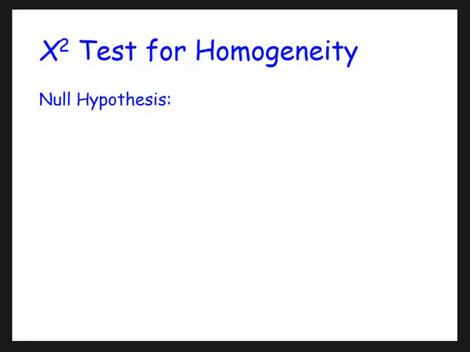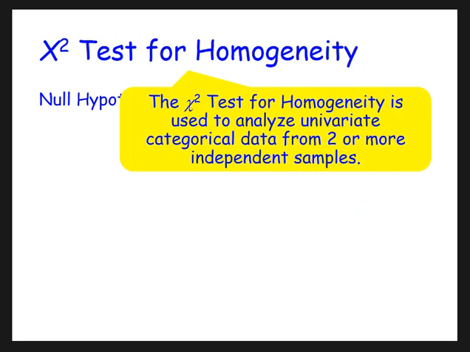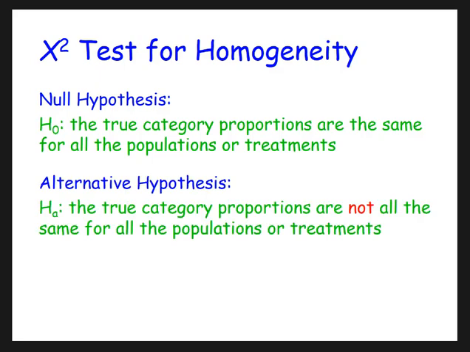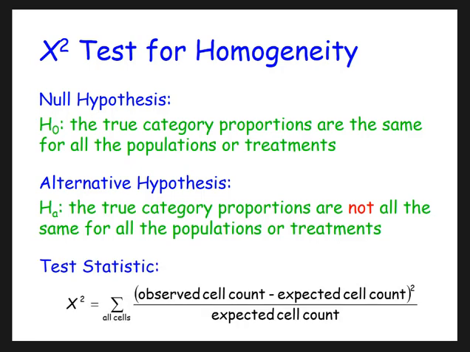So what we're going to perform here is a chi-squared test for homogeneity. That's used to analyze univariate categorical data from 2 or more independent samples. Sometimes this is referred to as a test of independence. So the null hypothesis is that the true category proportions are the same for all the populations or treatments. That's always our null hypothesis. The alternative hypothesis is that the true category proportions are not all the same for all the populations or treatments. So in other words, the variables are not independent.